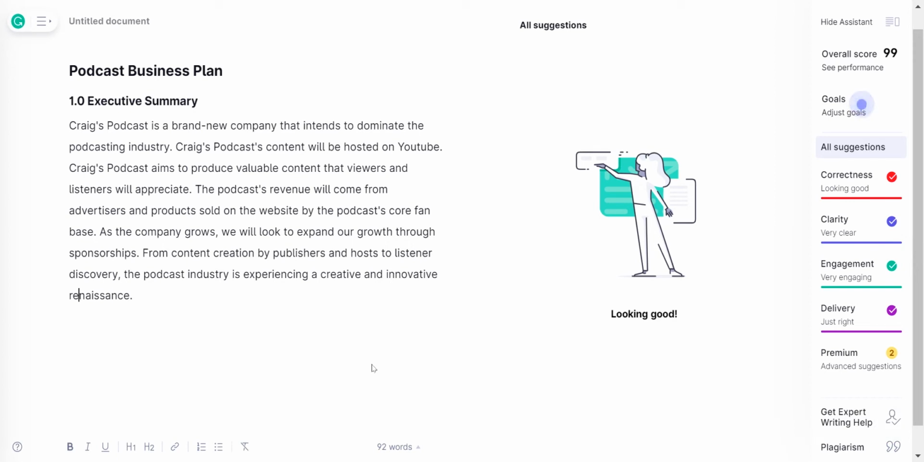So we have here, it says, from content creation by publisher and host to listeners discovery, the podcast industry is experiencing a creative and innovative renaissance. So we're just basically explaining more about the podcast. You always want to make sure that you're talking about how you're going to make money first. That's the first thing people want to see. So now we're going to talk more about the industry.